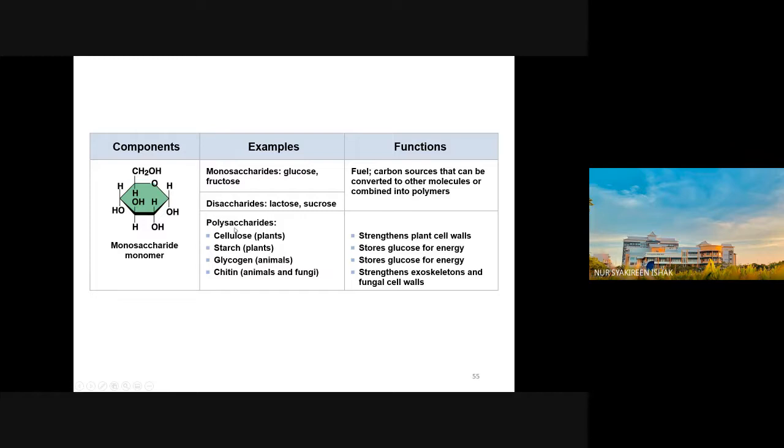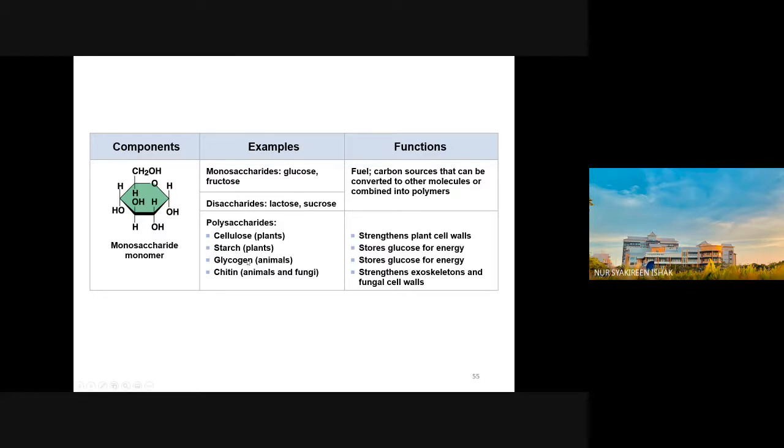After disaccharide you have the polysaccharide. Polysaccharides are complex carbohydrates: cellulose, starch, glycogen, and also chitin. Cellulose, as you know, is the component of plant cell wall, so it gives strength to the plant cell wall. Starch functions as energy storage in plants. Contohnya starch, where can you find starch? In rice. So bila makan nasi kenyang, it provides you energy. Nasi, rice, bread, for example potatoes.